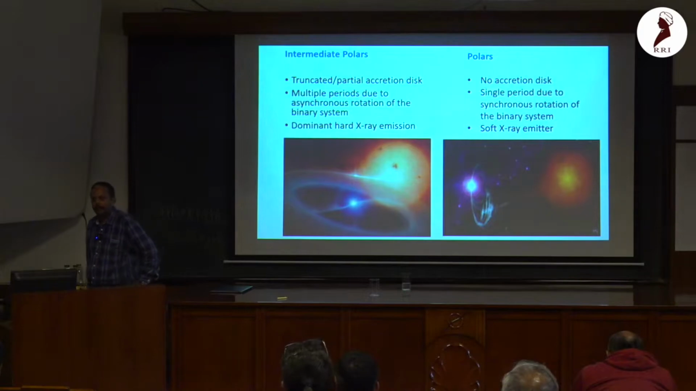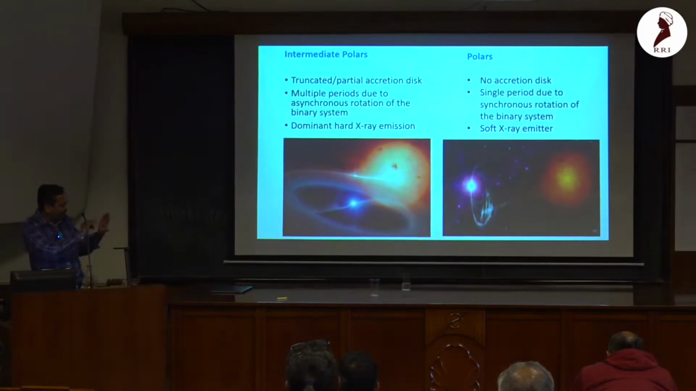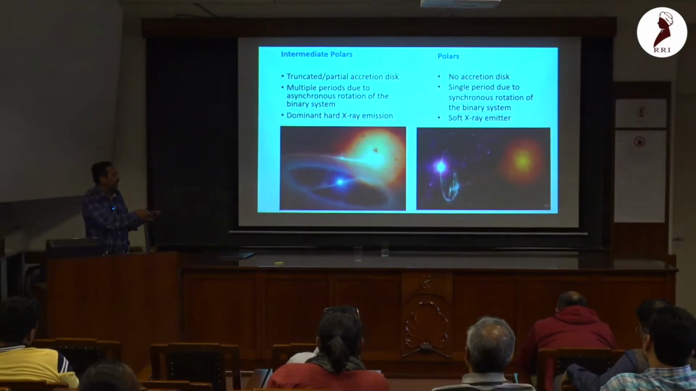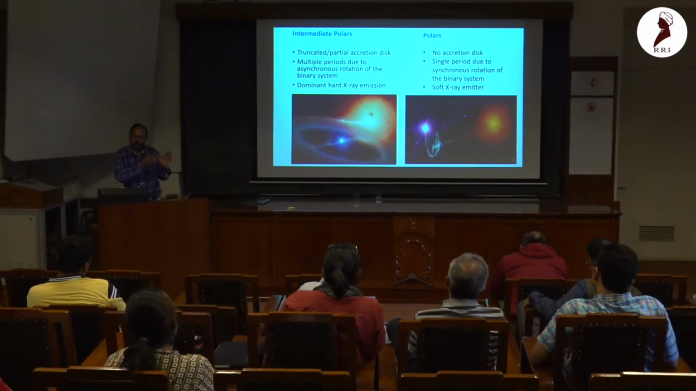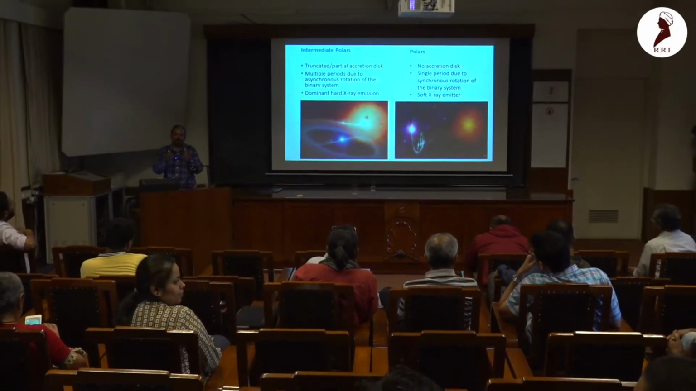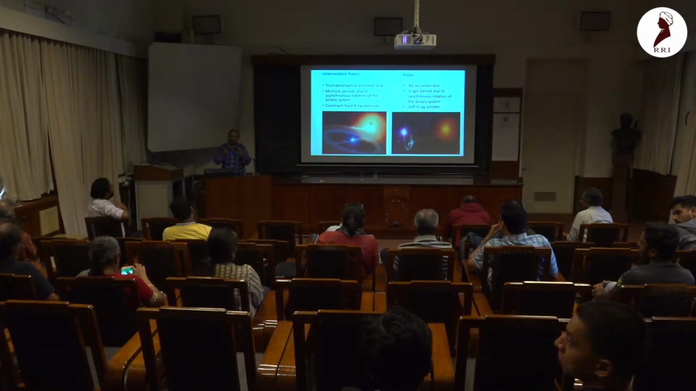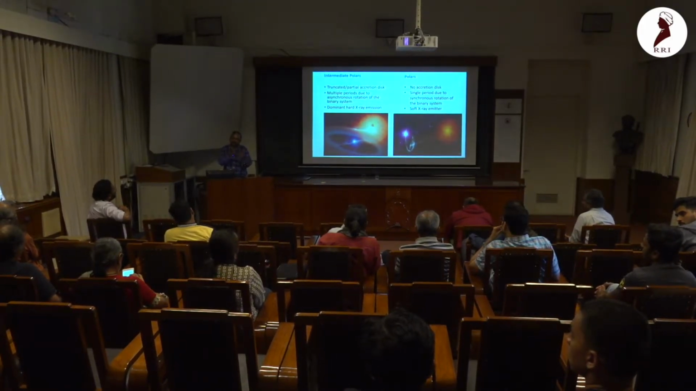Correct. This is not a very strict thing. When we were observing these systems earlier, they were mostly observed by XMM or Chandra, which goes only up to 10 keV. The definition of soft and hard is basically overlapping.